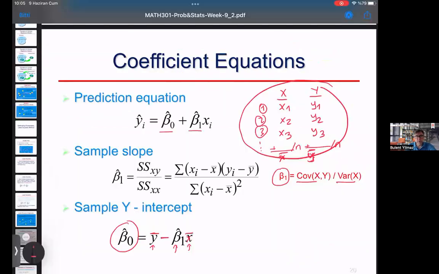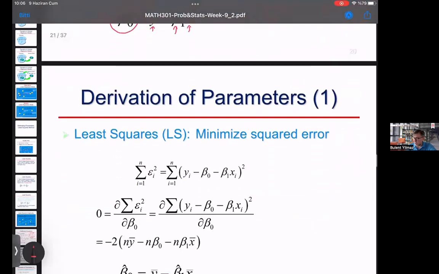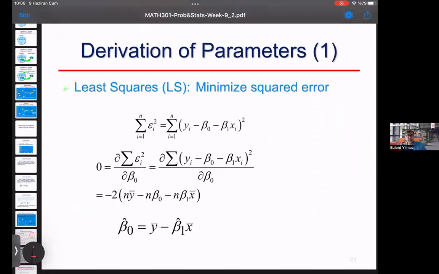We will be using this prediction equation, using the sample slope and sample y-intercept. We will be using the data that we have to find our prediction equation. Okay, let's continue. This is the derivation of how we found the y-intercept.